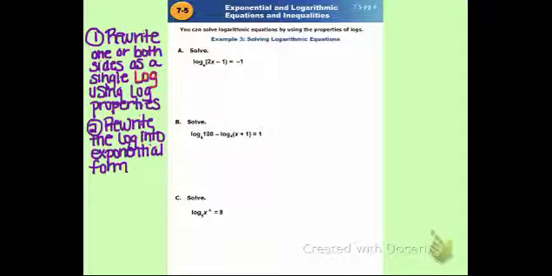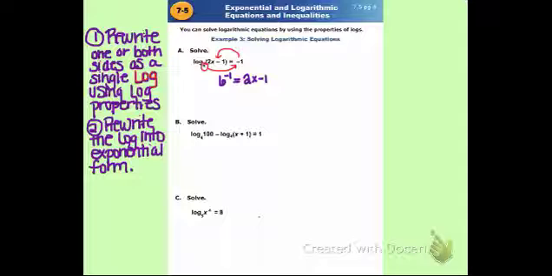So in example A, we're asked to solve log base 6 of 2x minus 1 equals negative 1. Well, this first step that I mentioned in our strategy was to rewrite one or both sides as a single logarithm. Well, that's already been done. So we actually are moving on to step 2, which is then rewrite the log into exponential form. So if we did that, remember we start at the base, which is 6, and we raise it to that power, and it equals the result. So rewriting this in exponential form would look like this. 6 to the negative 1 power equals 2x minus 1.